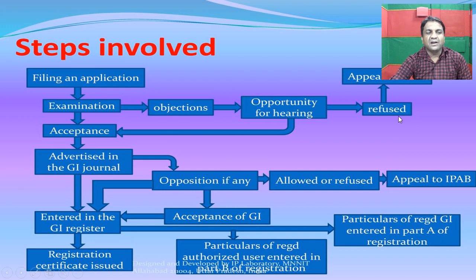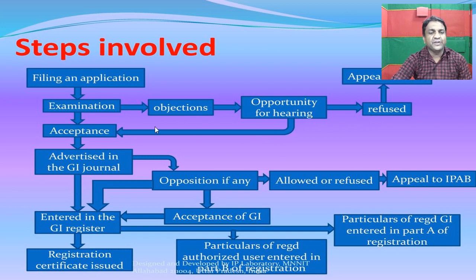Some steps are highlighted diagrammatically. The first one is filling an application form. After that, examination takes place, and after examination, if there are any objections, there is an opportunity for a hearing, or sometimes it may be refused and there is an appeal to the IPAB, that is the Intellectual Property Appellate Board.